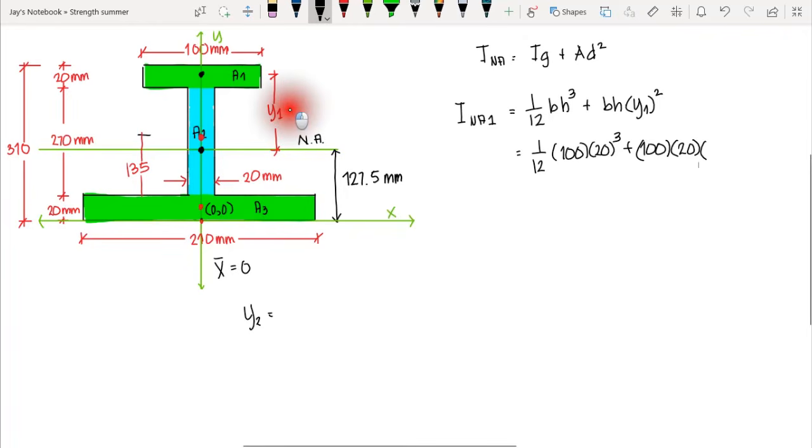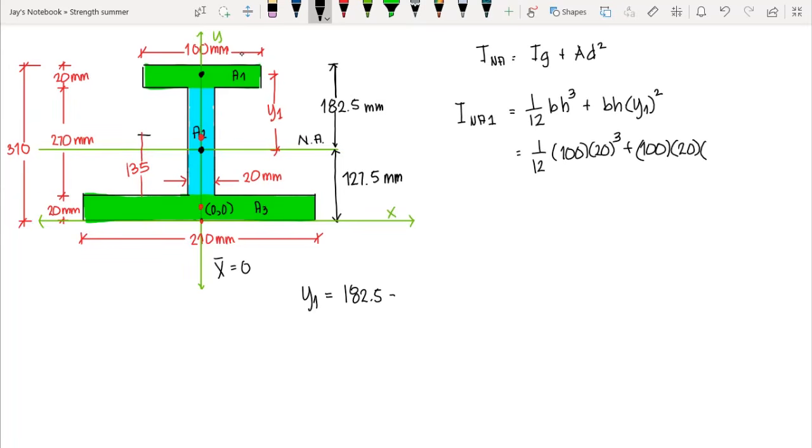Now we can compute y1 by first computing the distance from the neutral axis to the top surface. We have to compute this distance first, that is 310 minus 127.5, 182.5. Okay, that is the distance from the neutral axis to the top surface. We have our y1, that is equal to 182.5 minus half of the thickness, since this one is 10, correct? Minus 10, then we have 172.5 millimeter.